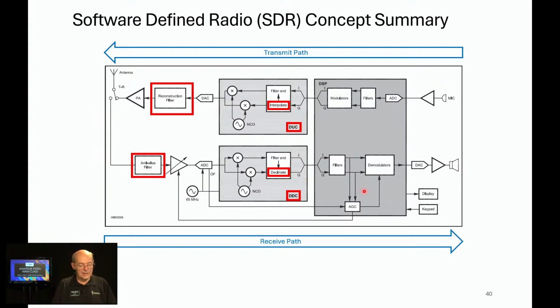And the output of that, after it's decoded, demodulated, whatever, filtered, is converted from digital back to analog, something we can understand in our ear, the speaker. So that's the receive path.